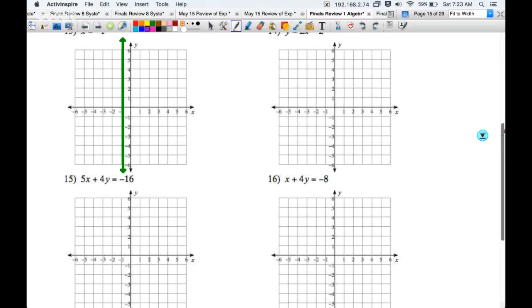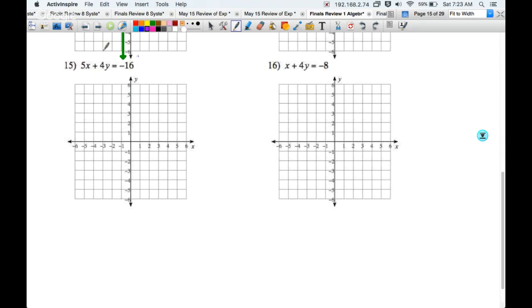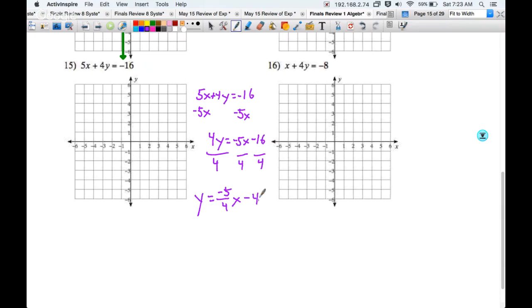And then here we're going to put our skills together, because it's in standard form, but we have to graph it. And the easiest way to graph it is to convert it back to slope-intercept form. So let's just copy it down with some space. 5x plus 4y equals -16. Subtract 5x from both sides. We get 4y equals -5x minus 16. Divide every single term by 4. Y equals -5/4 x minus 4.